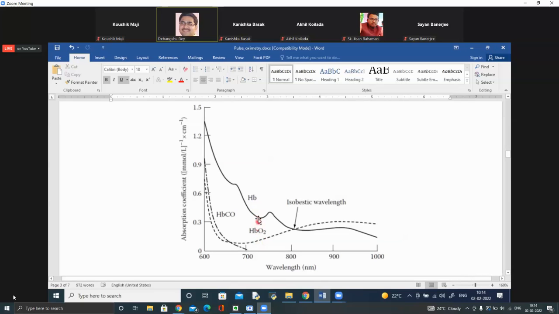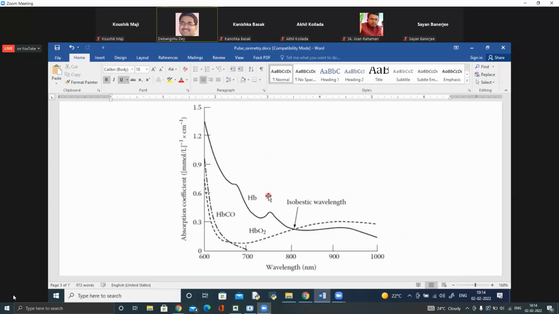So what are they? Actually, what we are talking about here, the y-axis is the absorption coefficient and the x-axis is the wavelength. So what is the basic idea? The basic idea is that if we pass light of some wavelength through our body, our hemoglobin will absorb some amount of light.